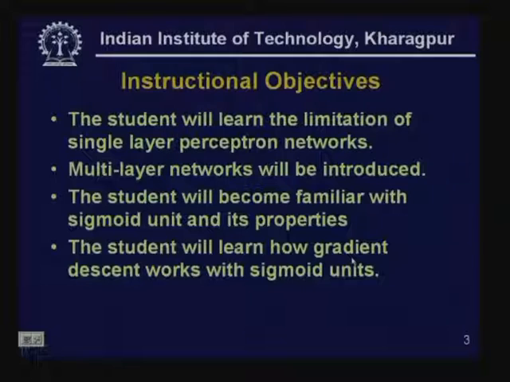The objectives of today's lecture are as follows. The student will learn what are the limitations of single layer perceptron networks. We will introduce multi-layer networks. The student will become familiar with a sigmoid unit and the properties of a neural network unit which uses a sigmoid function. The student will learn how gradient descent works with sigmoid units.